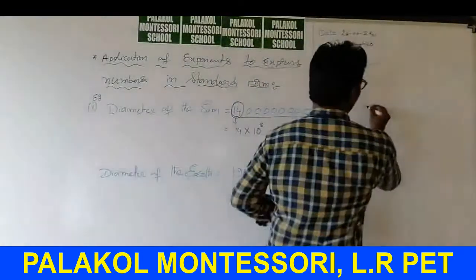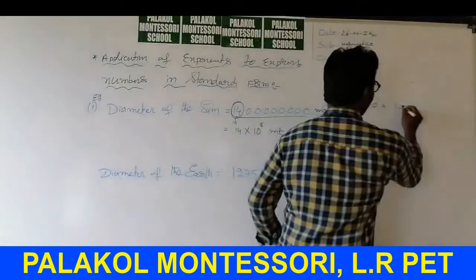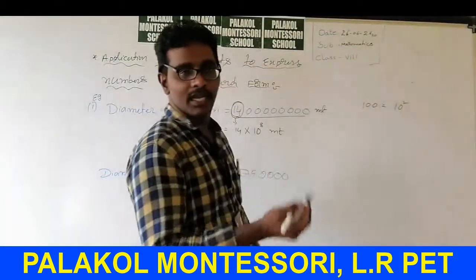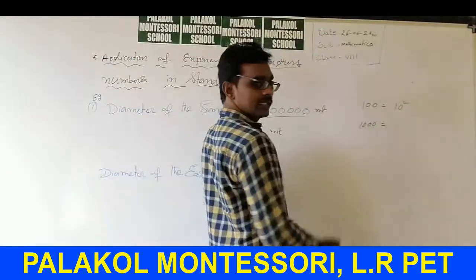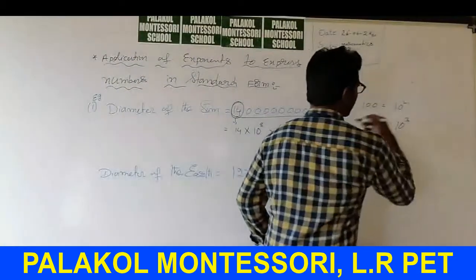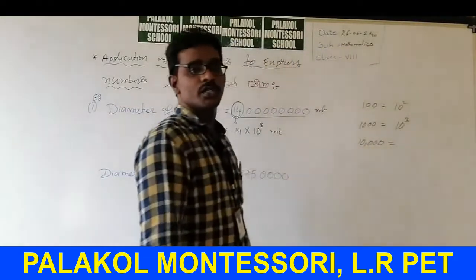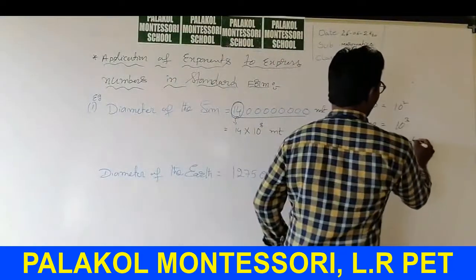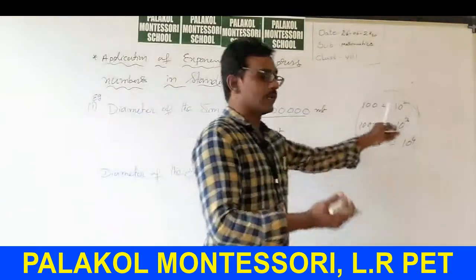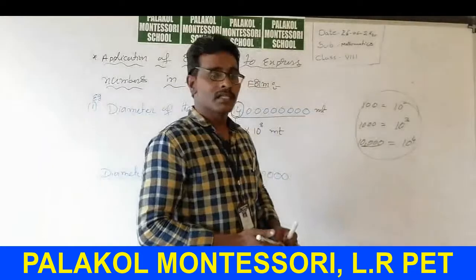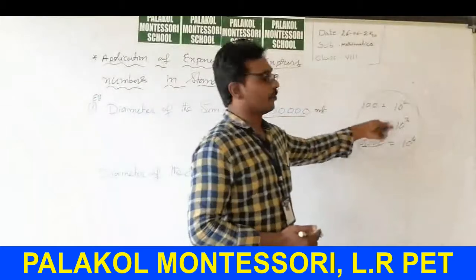Doubt? See, 100. How many zeros are there? 2 zeros, so simply write 10 square. 10 square or 100, both are the same. 1000: how many zeros? 3 zeros, so you write 10 cube. 10,000: how many zeros? 4 zeros. How do you write that? 10 to the power of 4. That's when you write the power, the number of zeros, to the base 10. So 10 to the power of 4. Here 10 cube, 10 square.